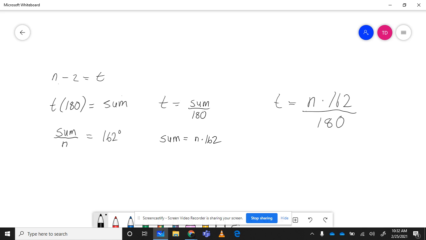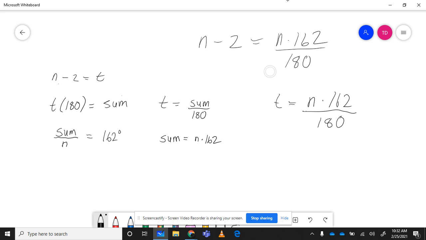And in my first equation, I can replace this t now because I know that t equals all of this stuff. So I can now make the equation n minus 2 equals all of that stuff. n times 162 over 180. Okay, now I'm just trying to solve for n.